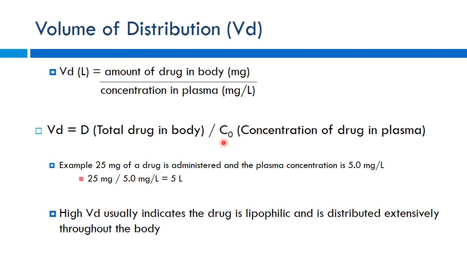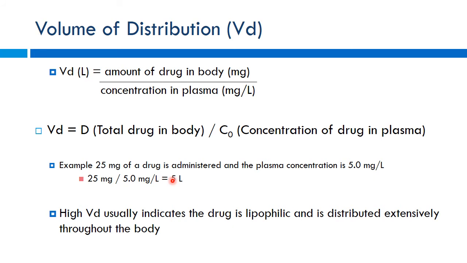So a good example of this would be, say imagine I gave you 25 milligrams of a drug, and I administered it, and I measured a plasma concentration afterwards of 5 milligrams per liter. Okay. That means if I were to calculate this, I know that I gave a dose of 25 milligrams. I know that the concentration I got was 5 milligrams per liter. So if I were to divide that out, I get a volume of distribution of 5 liters. Okay, that number in and of itself doesn't really matter to you guys.